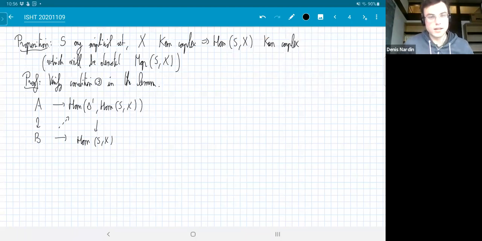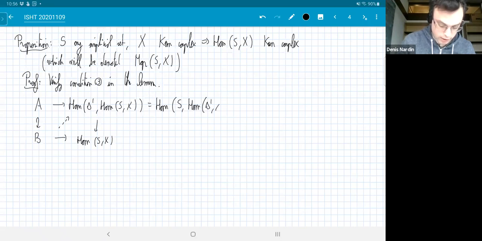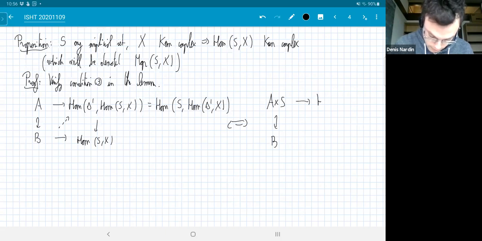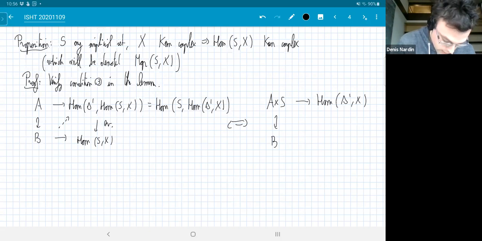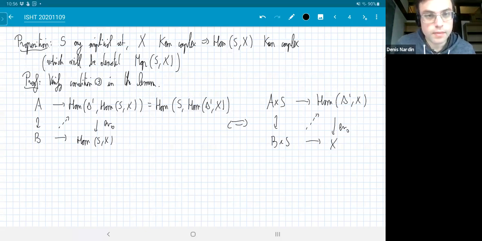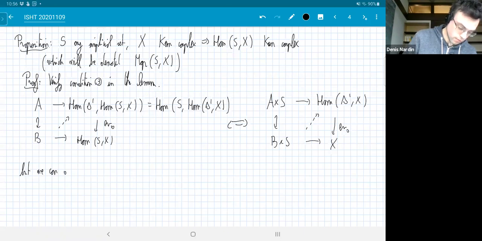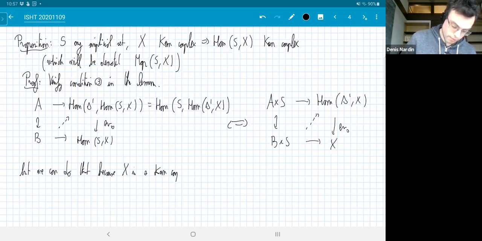And the idea is using this Hom. First of all, note that you can write these as Hom S Hom delta 1 X. If you look at the definition, these are literally the same sets. And so constructing a lift like this is the same thing as constructing a lift like this, so it's F0. But we can do that because X is a Kan complex, and by the lemma.